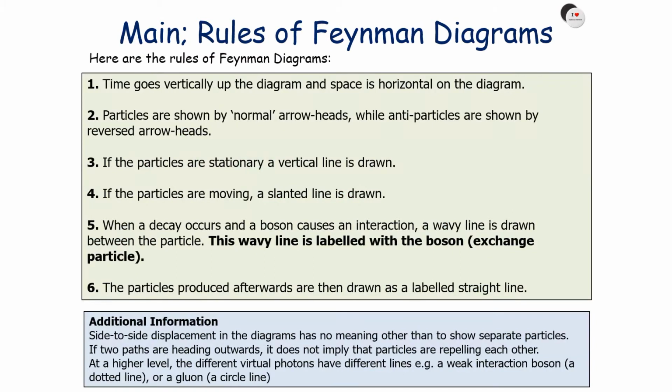Now we've got some rules for Feynman diagrams. Time goes vertically up on the diagram and space goes horizontally along the diagram. Particles are shown by normal arrowheads and antiparticles by reversed arrowheads. If the particle is stationary, you draw a vertical line. If the particles are moving, you draw a slanted line. When a decay occurs and a boson causes an interaction, a wavy line is drawn between the particles and is labelled with the exchange particle, and the particles produced afterwards are then drawn as labelled lines.